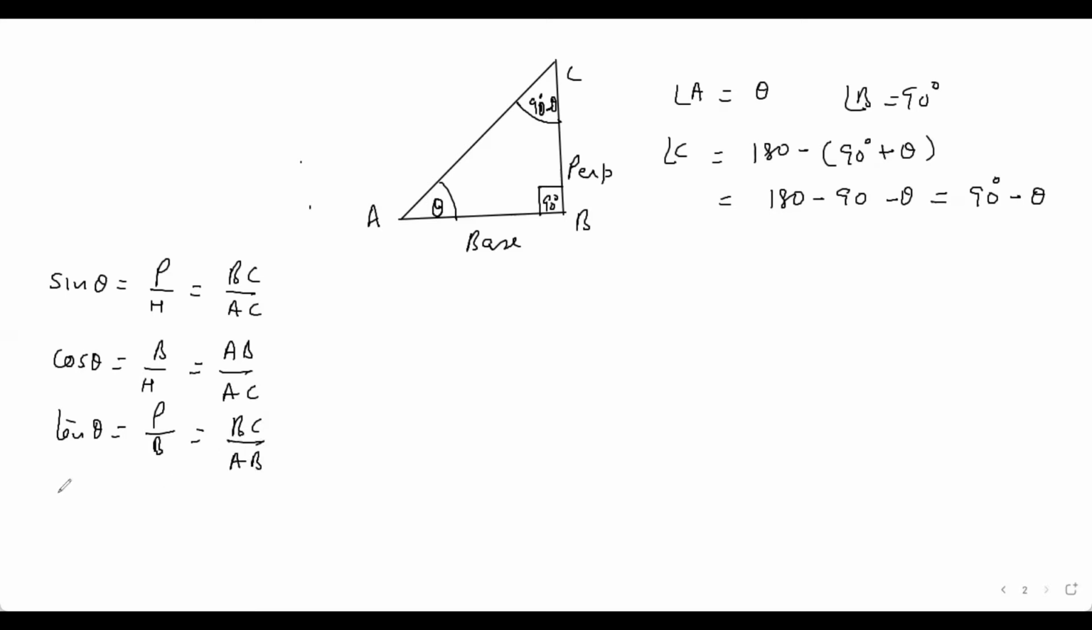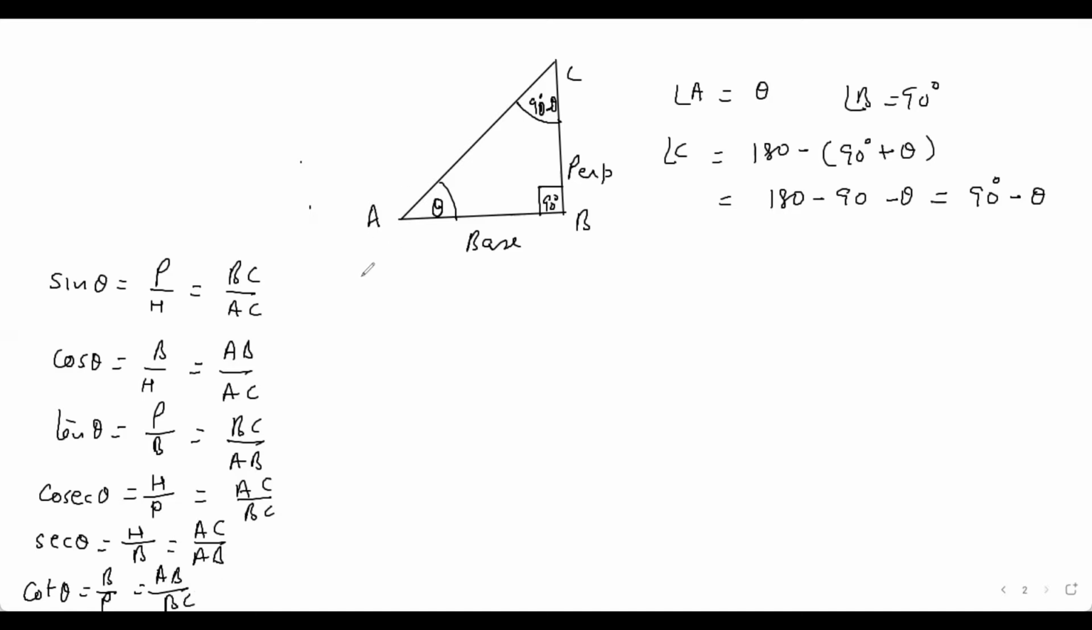What is cosec theta? Cosec theta is hypotenuse upon perpendicular. That is AC by BC. What is sec theta? That is hypotenuse by base, equal to AC by AB. What is cot theta? That is base by perpendicular. That is AB by BC.